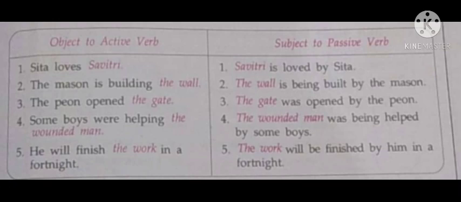Savitri is loved by Sita. The wall is being built by the mason. The gate was opened by the peon. The wounded man was being helped by some boys. The work will be finished by him in a fortnight.